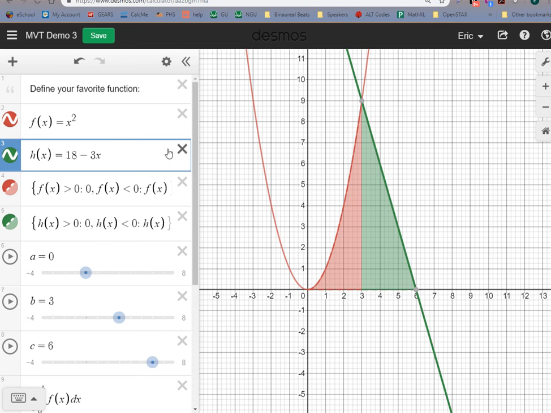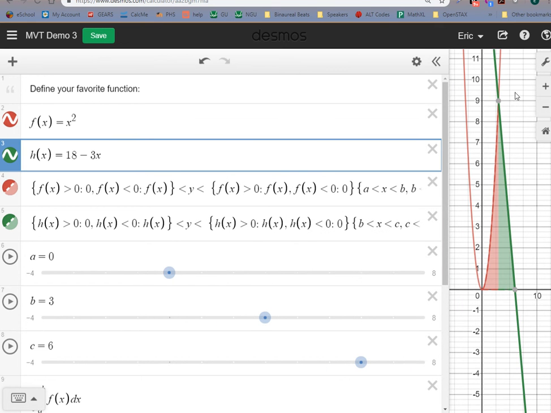Oh, the shaded part? Yeah. Oh, it's just a little technical wizardry here. You just set it up.